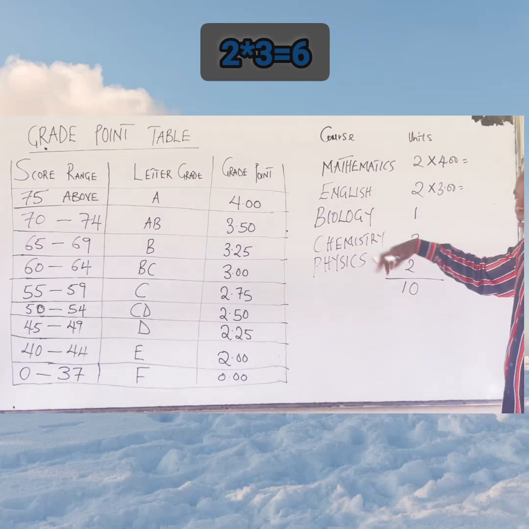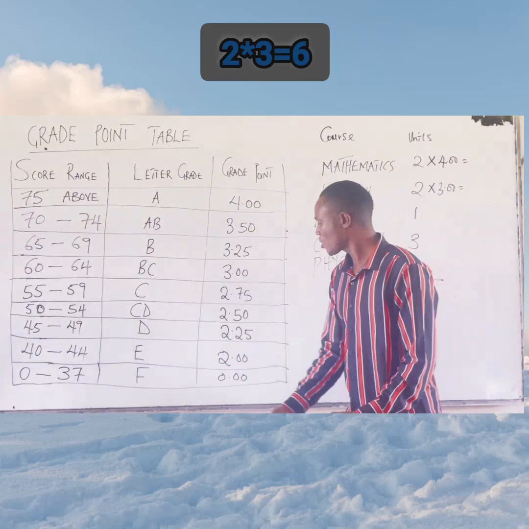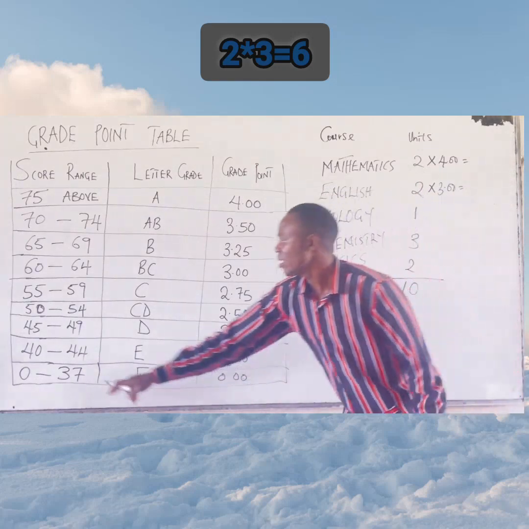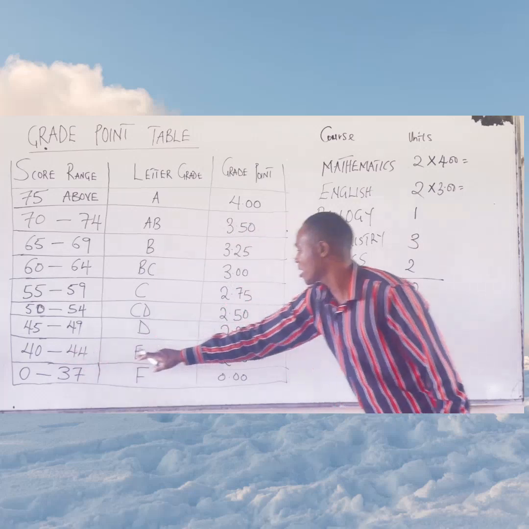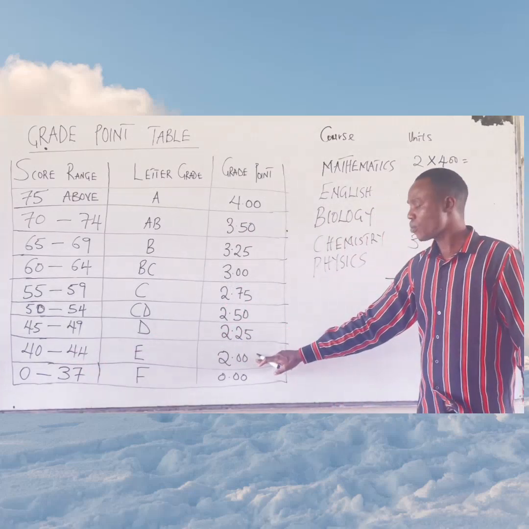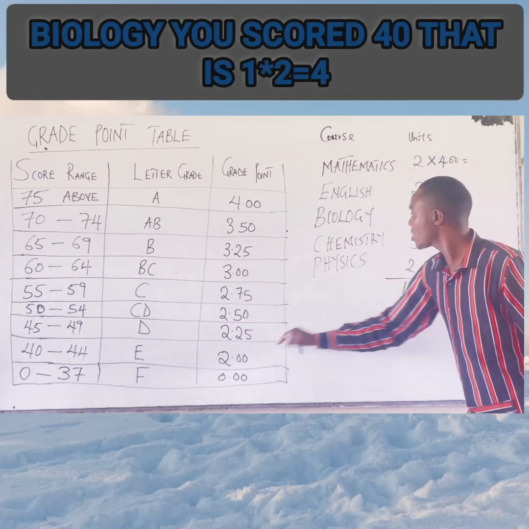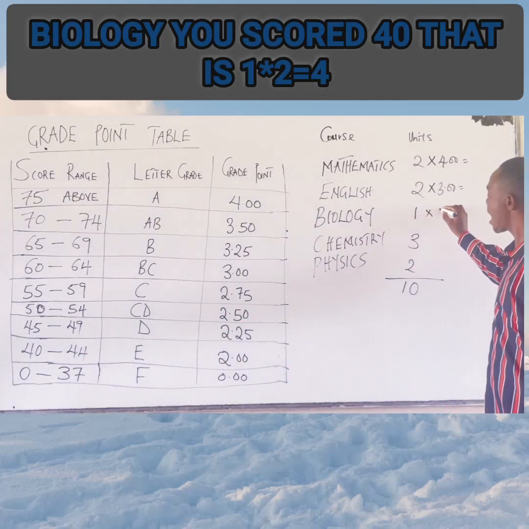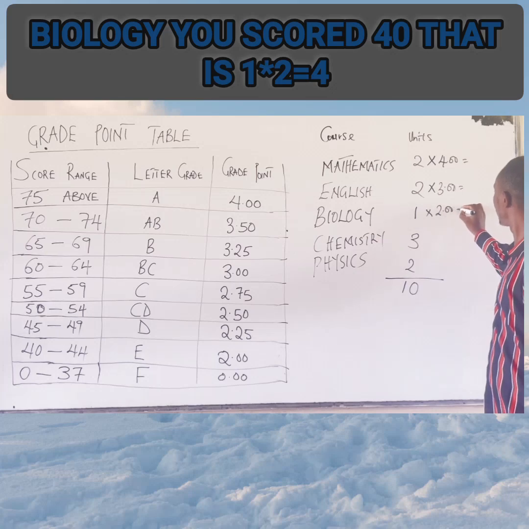Then in biology, you continue like that. Maybe you score something like 40. This is 40. You check it. Here is 2.00. So use 2.00 to multiply 1.